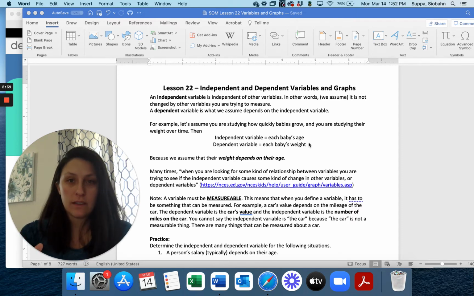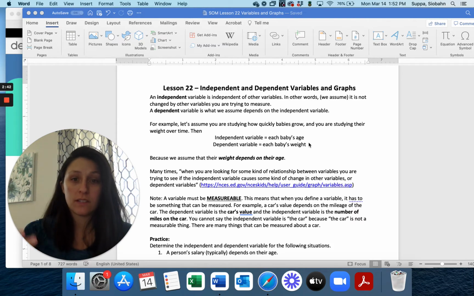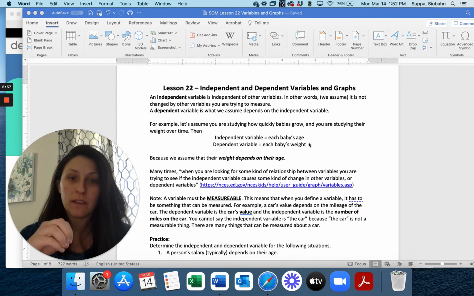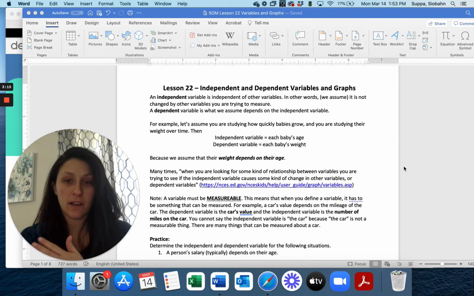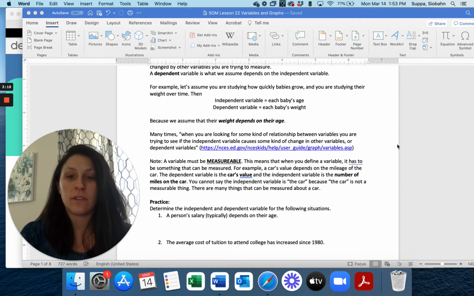Now, it doesn't always have to be that the variable changes, right? Because once you get to a certain age, your weight may stay the same. You might stay the same weight for the rest of your life after you've hit puberty and you're fully grown. So it doesn't have to be that the number is changing. That's not what tells you if something is dependent. It's whether it makes intuitional sense to you that that factor depends on the independent variable that you've selected. Many times when you're looking for some kind of relationship, you're trying to see if the independent variable causes some kind of a change. That's not always true, but if you're thinking about causal relationships, that could be true.